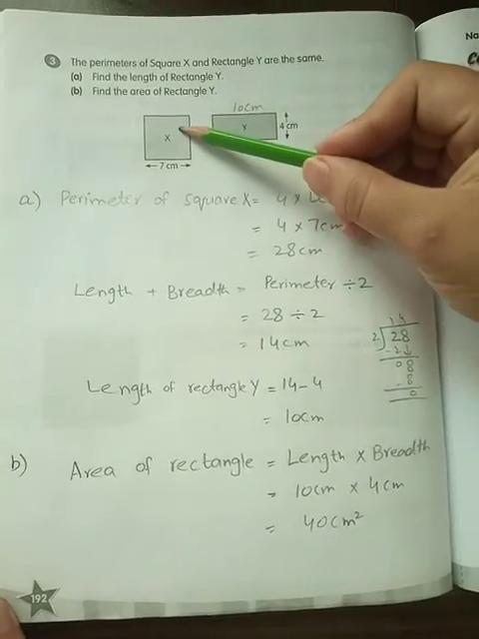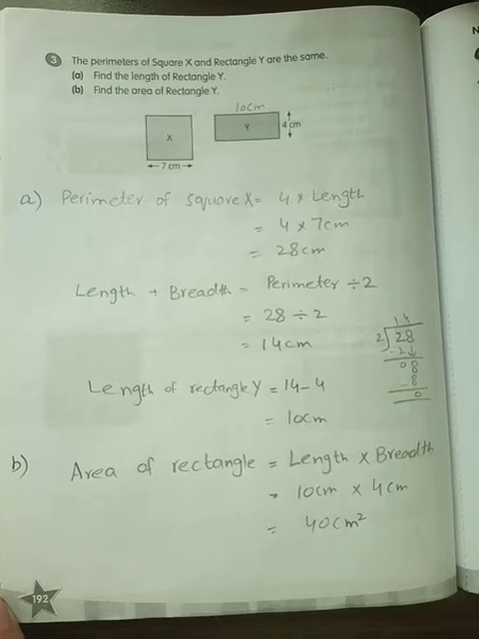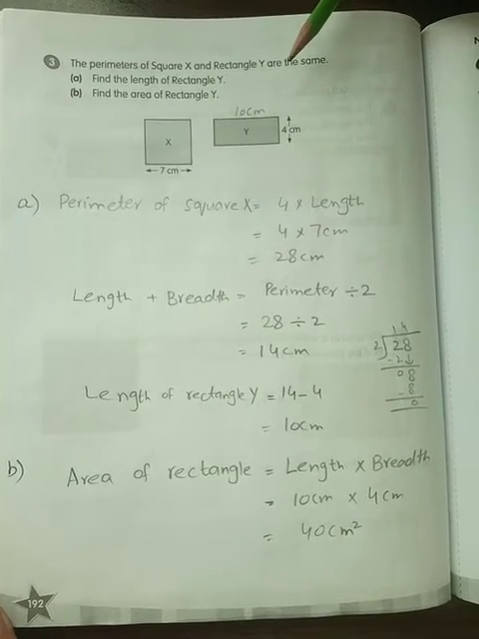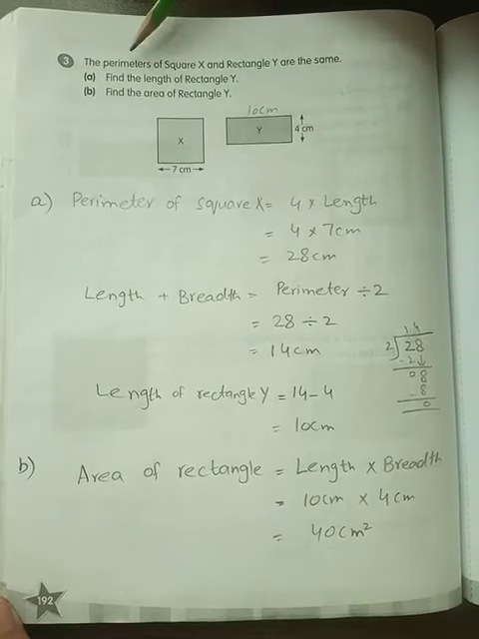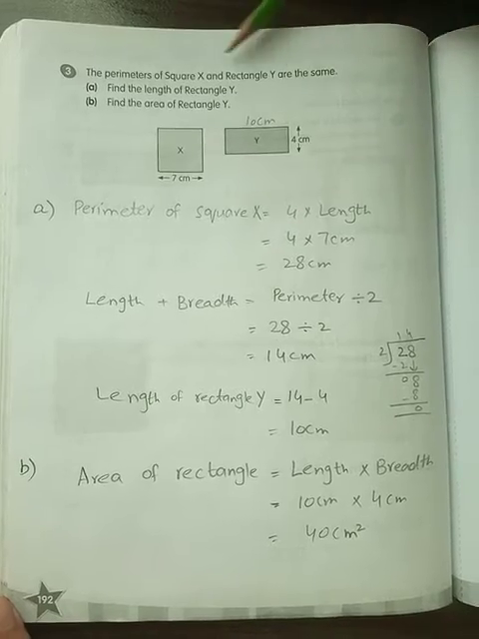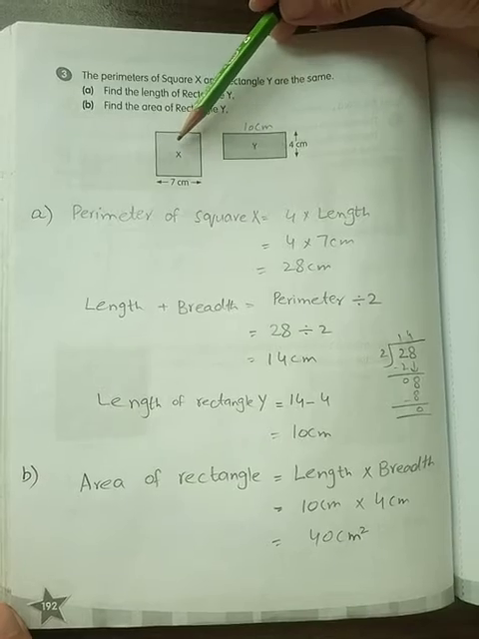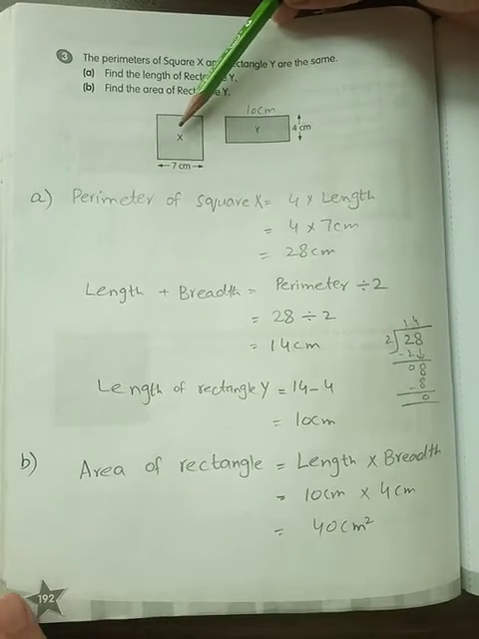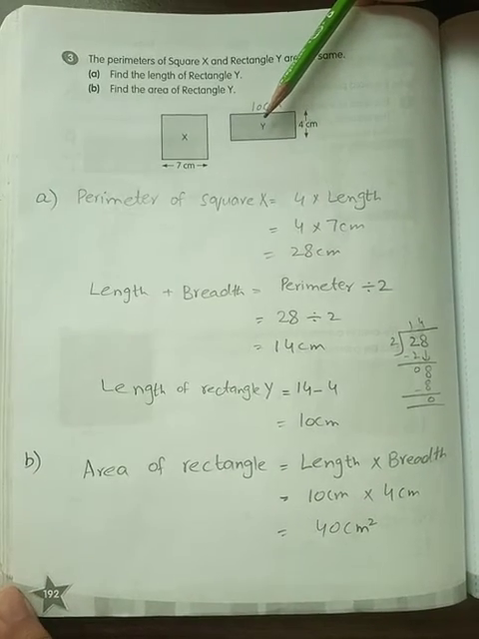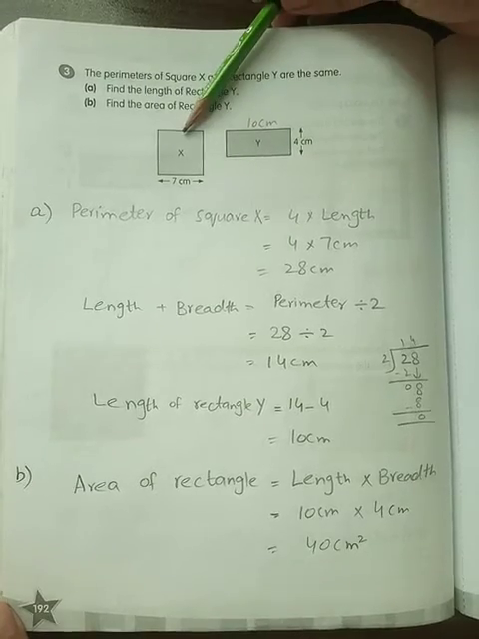Okay, x shape is here square, 7 centimeter length is given. So students, they didn't give us any value of perimeter or area, but they just give us the hint of these two shapes, that is perimeters of square x and rectangle y are the same. This is our hint that we have to first find out the perimeter of any one shape. So it means the second shape's perimeter will automatically be the same. So which formula can we use so that we get the perimeter?